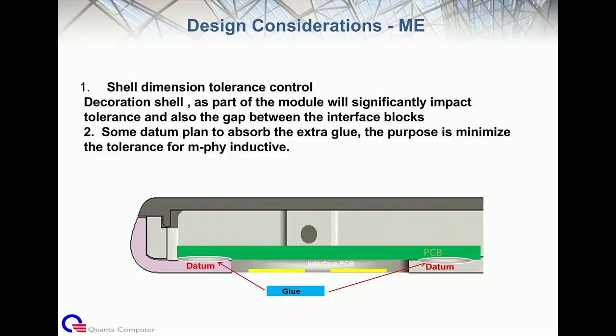So what we have done is make an adjustable datum, which means that the PCB is not directly attached to the module base. We use liquid glue and a fixture to make sure that the interface block aligns to the bottom of the module base, and adjust the thickness of the glue to accomplish that. This is somewhat complicated, but it's necessary to guarantee the function and the performance of the interface block.